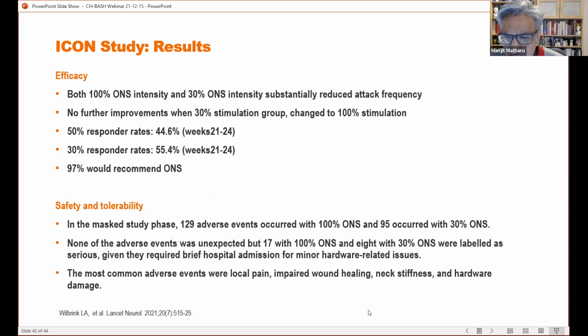And there weren't any major safety concerns. While there were some hardware issues and software issues, none of these were particularly problematic in the long term. So this is actually licensed and commissioned in the UK, but it's just a pity that we never got the data that we really wanted or would have liked out of the ICON study.